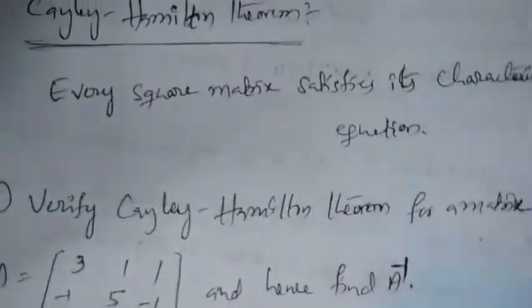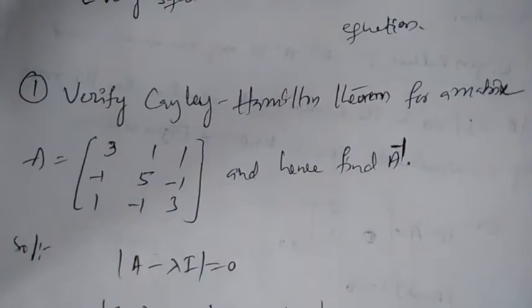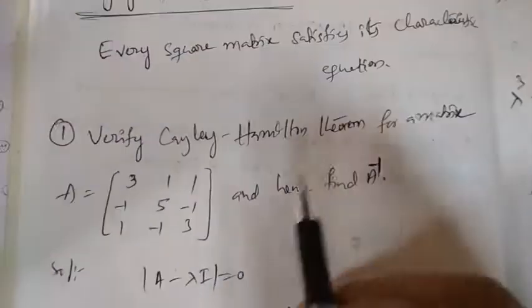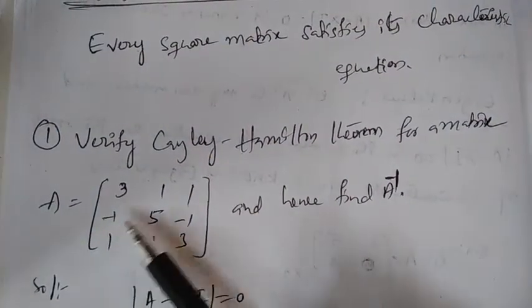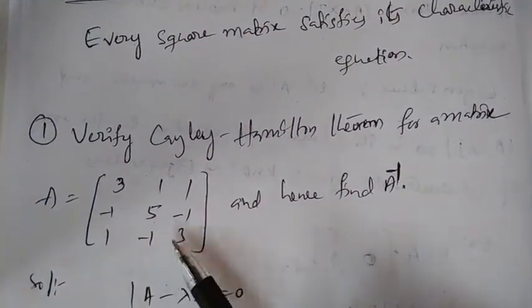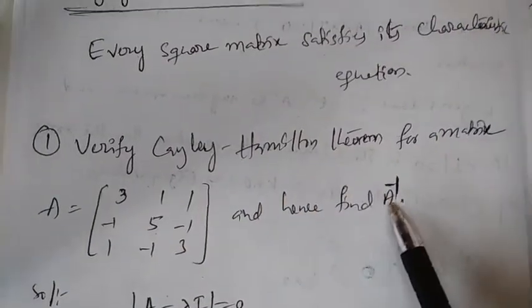Now look at a problem to verify the Cayley-Hamilton theorem. First problem: verify the Cayley-Hamilton theorem for the matrix A = [3 1 1; -1 5 -1; 1 -1 3], and hence find A inverse.